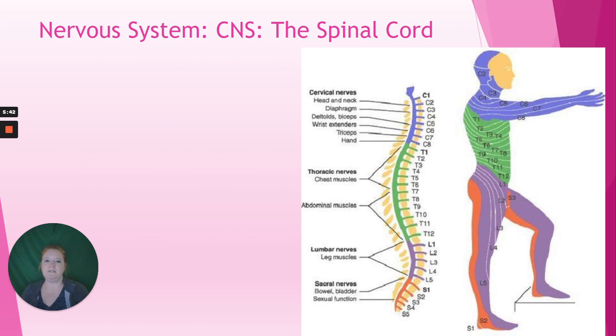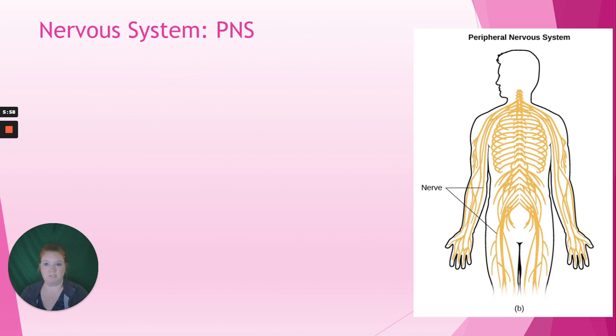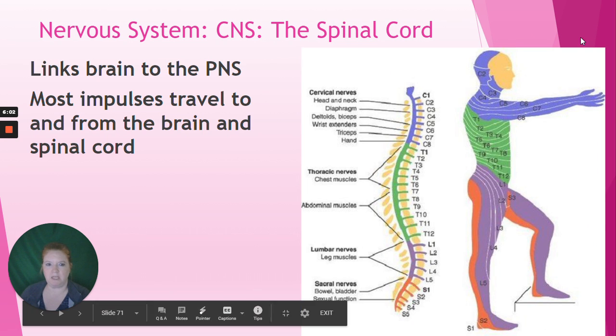Well, what about the spinal cord? The spinal cord links the brain to everything else, the peripheral nervous system, the PNS, which we're about to talk about. Most impulses travel to and from the brain and spinal cord. Almost everything goes that way. Okay, if I look back at this picture for a second, you could see how these are all of the nerves coming out of the spinal cord.